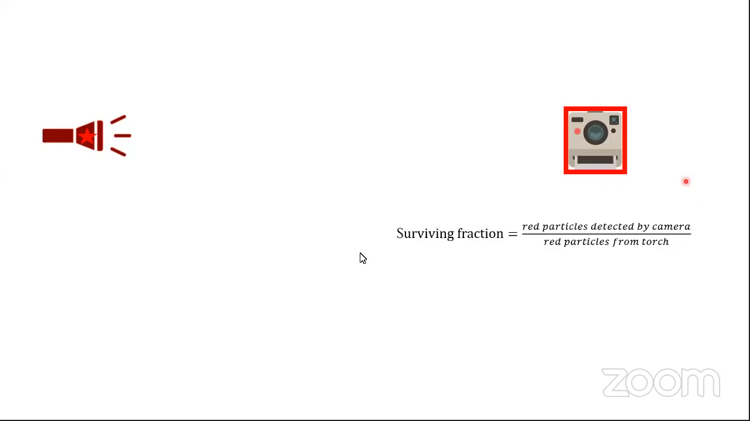So this experiment is going to work, as we know, because it's a red torch, and I've set up my experiment carefully because I know I'm going to get red particles from this torch, and therefore I put a red camera. If I had kept a blue torch, I would have kept a blue camera. So let's see what happens. Particles coming from the torch travel across, and in between, they change their color to blue. Because of this change in color, the surviving fraction as measured by the camera will be zero. And this is a similar thing that happens in neutrinos also.